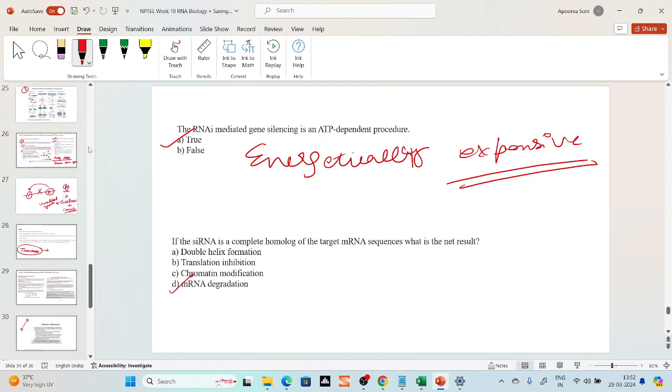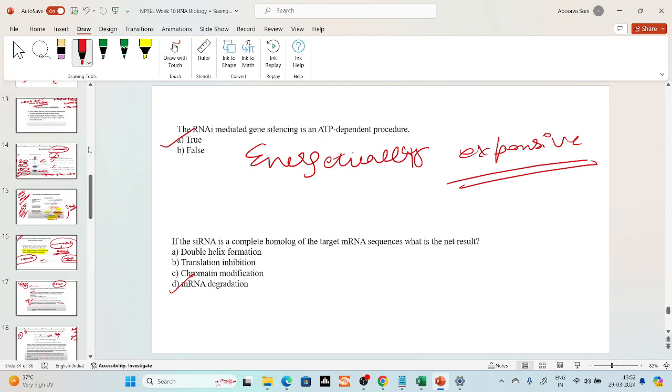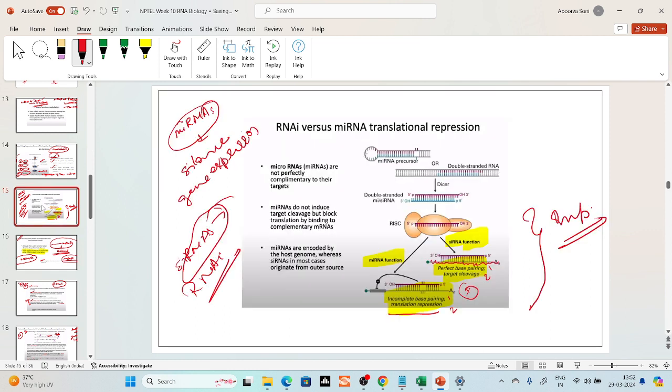See, we have already studied this here. I have explained it two, three times. If there is complete base pairing, then what happens? The target is cleaved. If the base pairing is not complete, then the target mRNA is not cleaved, but your translation is repressed.